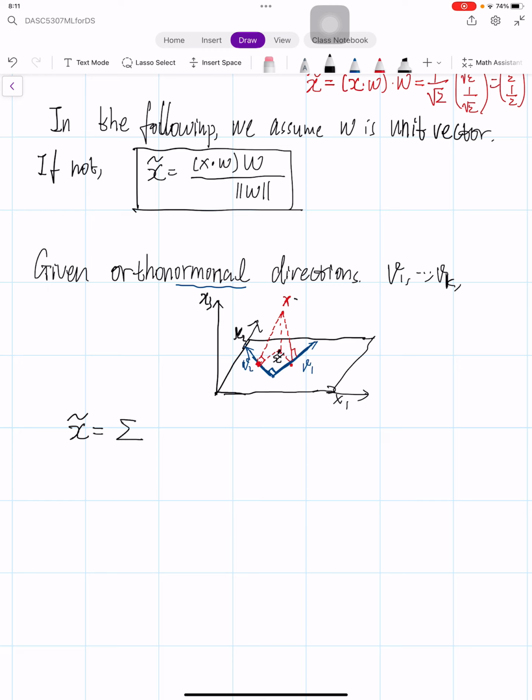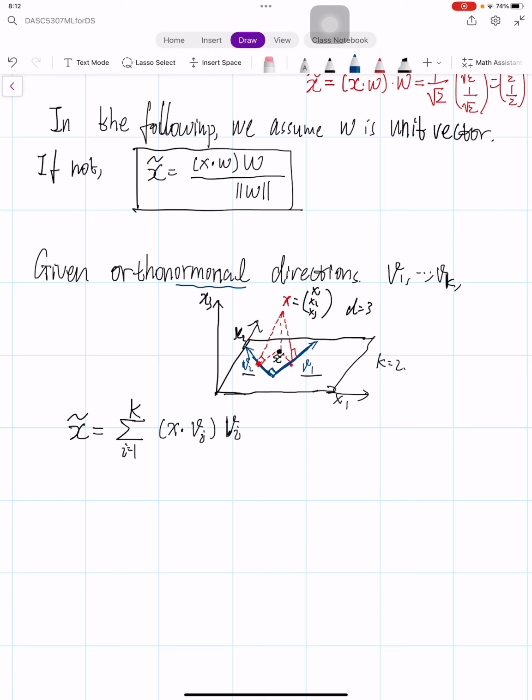So originally this has 3 coordinates, right? x1, x2, x3. So d is equal to 3, k equals to 2. We have v1, v2. So i is from 1 to k. So what we do is we find the projection of the x to each of the vector vi and multiply by the vi. Okay, so that's the coordinates. That's the vector x. That's the projection x.